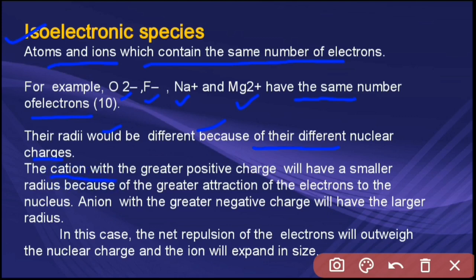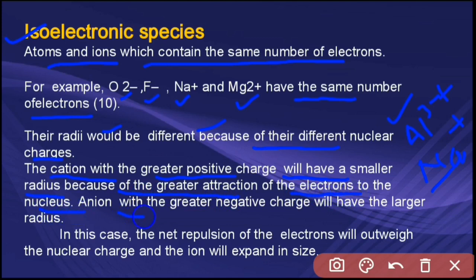The cation with greater positive charge will have a smaller radius. It means if we compare Al3+ and Na+, which ion has the greater radius? Al3+ has a smaller radius, and Na+ has a larger radius as compared to aluminum, because of greater attraction force of the electrons to the nucleus.